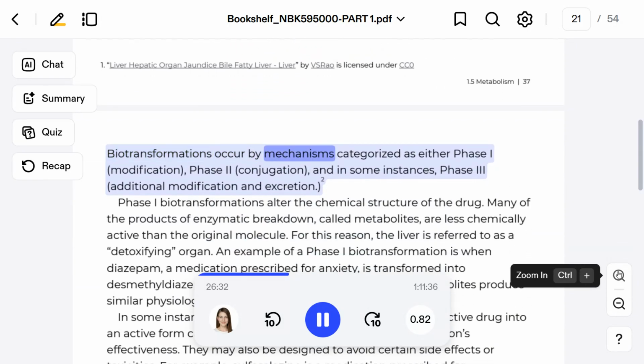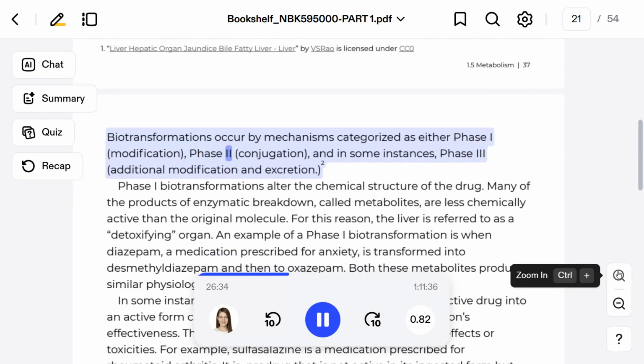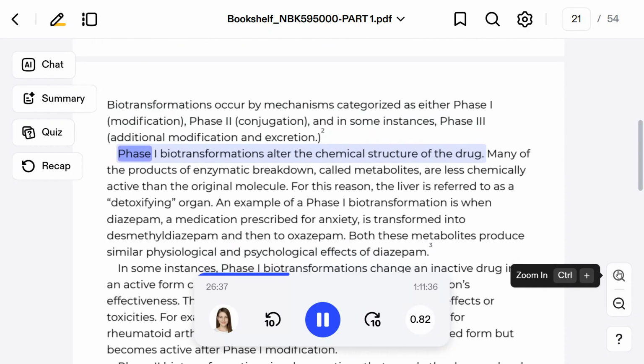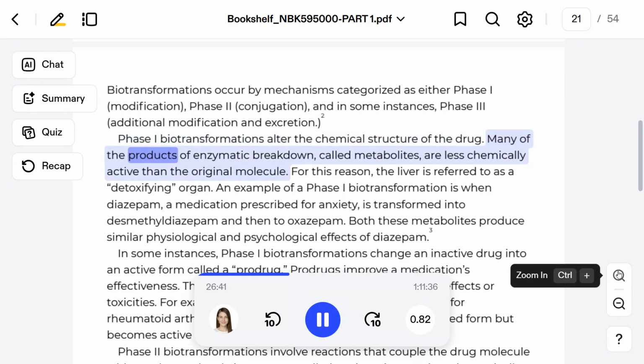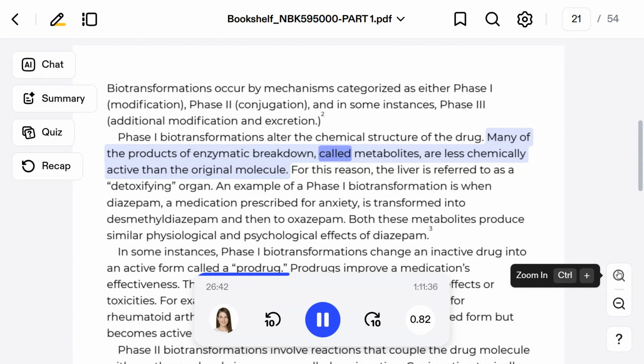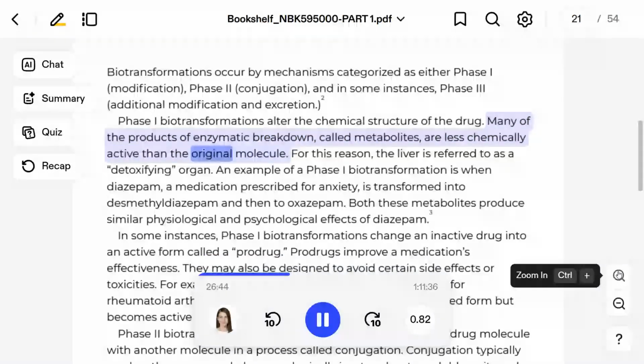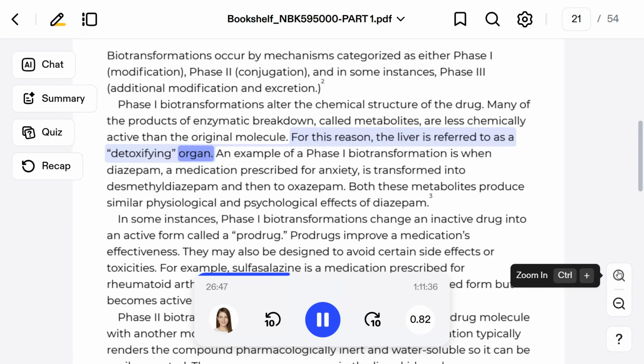Biotransformations occur by mechanisms categorized as either phase 1, phase 2, and in some instances, phase 3. Phase 1. Biotransformations alter the chemical structure of the drug. Many of the products of enzymatic breakdown, called metabolites, are less chemically active than the original molecule. For this reason, the liver is referred to as a detoxifying organ.